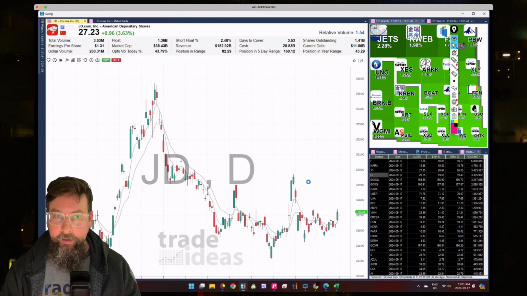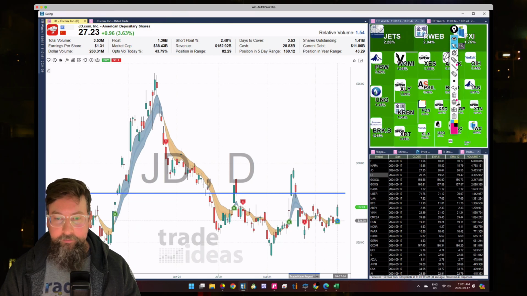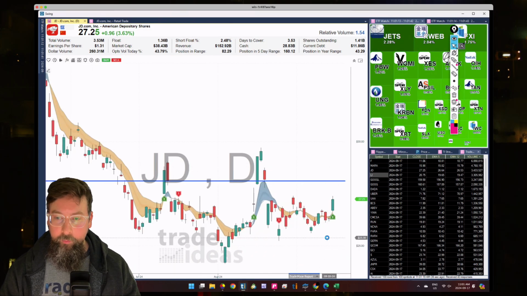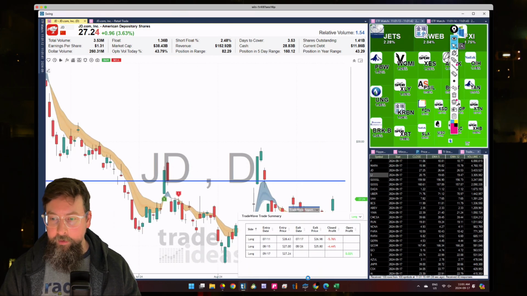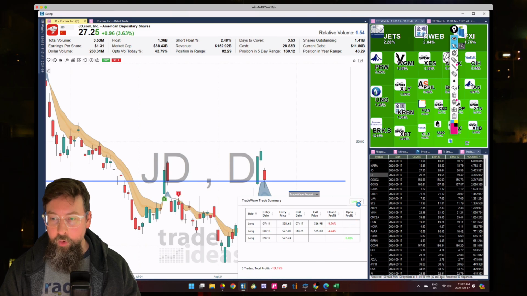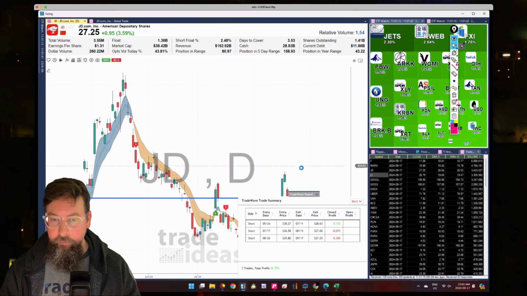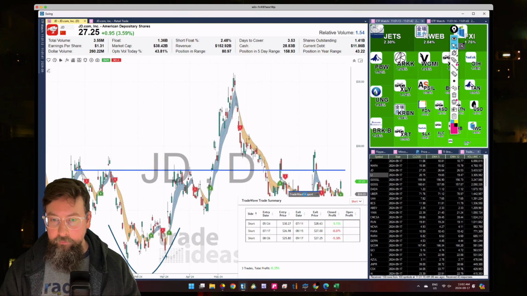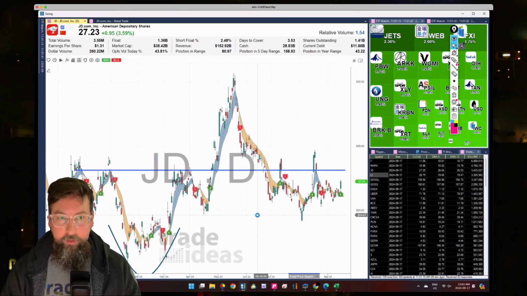So here's what I'm looking at with JD. We have a buy signal today on the candle telling us to potentially buy JD right here. You can see that although it hasn't been doing the best very recently on the Trade Wave, I guess we need to make sure we're bringing in this guy right here. So let's do, sorry, JD again.